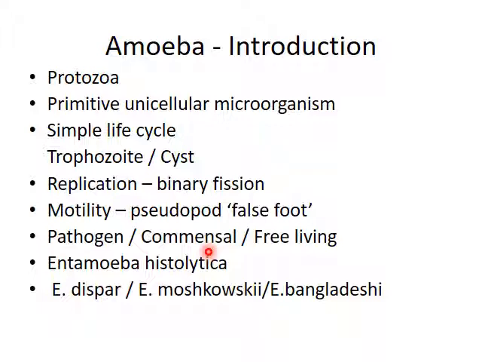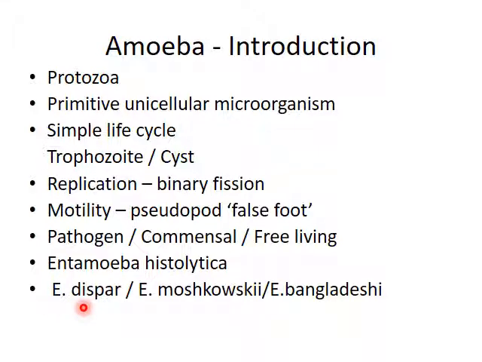The most common important pathogenic intestinal amoeba is Entamoeba histolytica. It is the most common pathogenic intestinal amoeba. There are many species of Entamoeba, but mostly they are commensals.